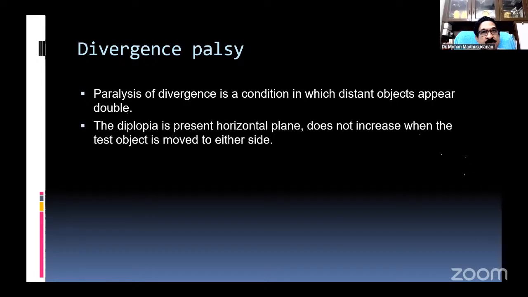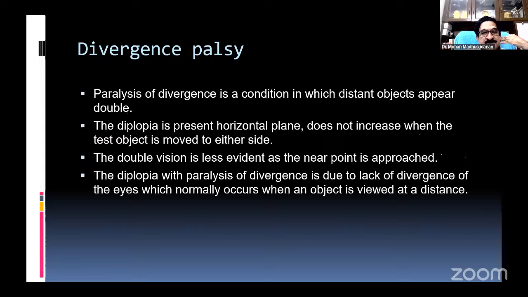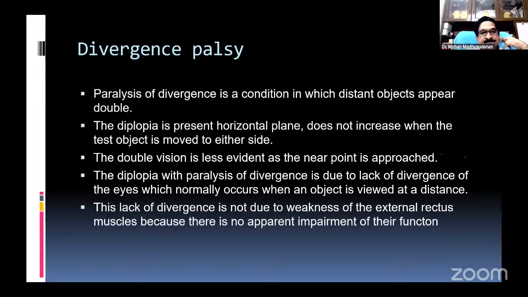Diplopia is present in the horizontal plane and does not increase when the test object is moved to either side. The double vision is less evident as the near point is approached, because in that situation there is no need for divergence. The diplopia with paralysis of divergence is due to lack of divergence of the eyes, which normally occurs when an object is viewed at a distance.